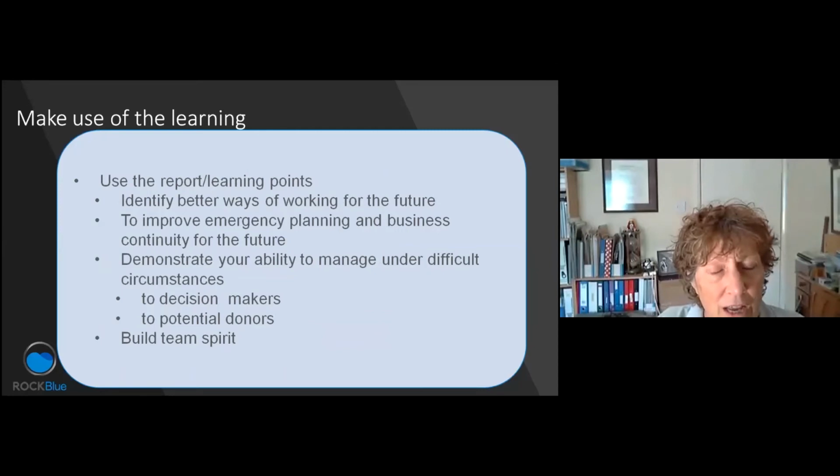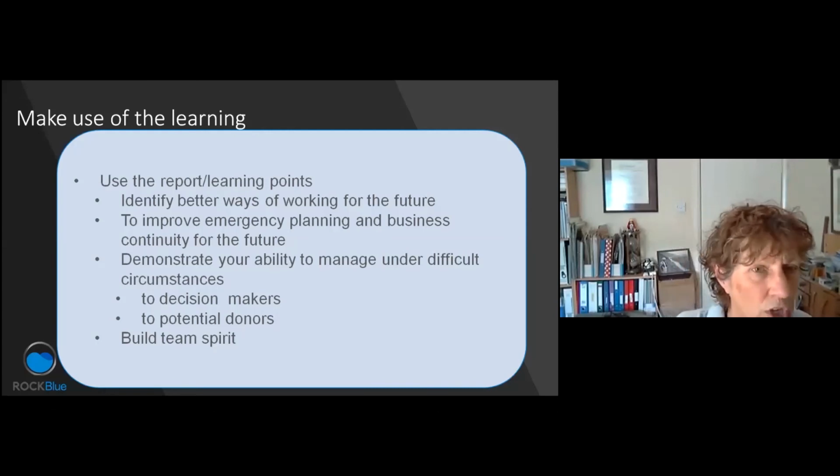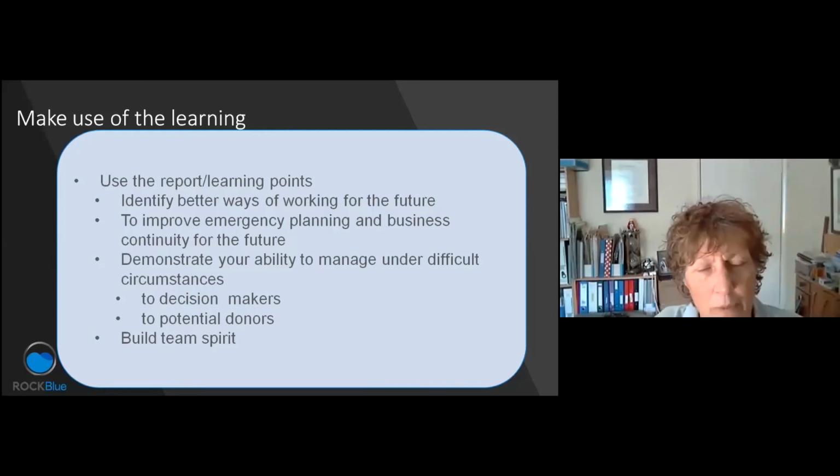And you can actually gain some things from this. You may identify better ways of working. Maybe some people can work from home, or you can do more remote ways. All those changes in how people pay may be a permanent change. It will help you with other emergency planning. And I've mentioned it will demonstrate you can manage things. And it may help build the overall team spirit of your organization.